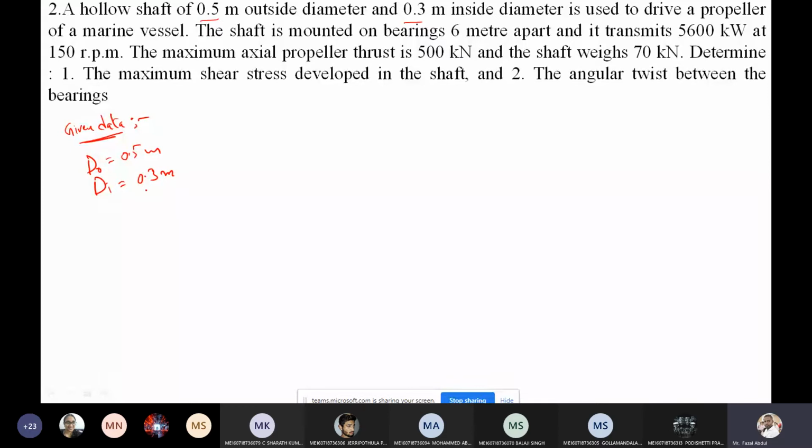Propeller shaft of marine vessel. The shaft is mounted on bearings. The shaft is mounted on bearings. So this is a marine shaft mounted on bearings. This is the bearings.